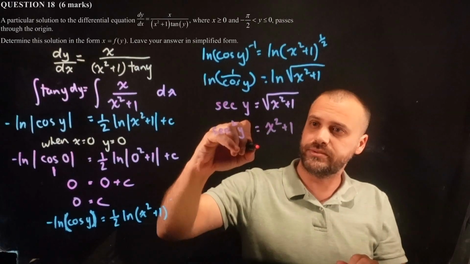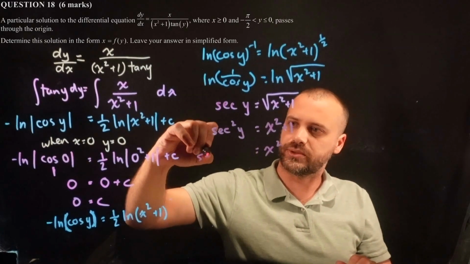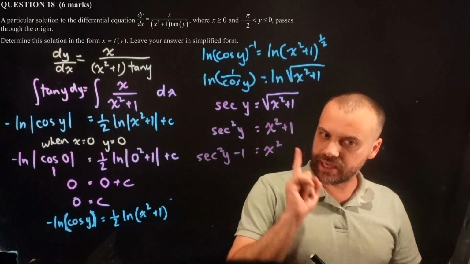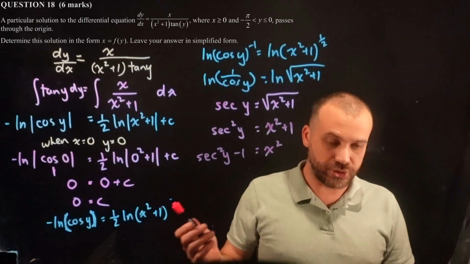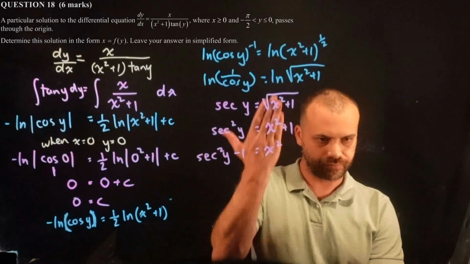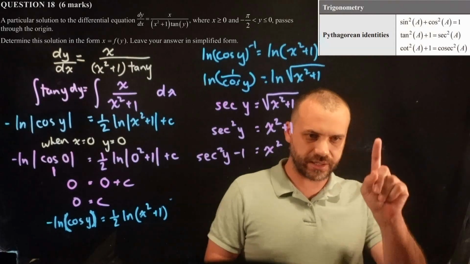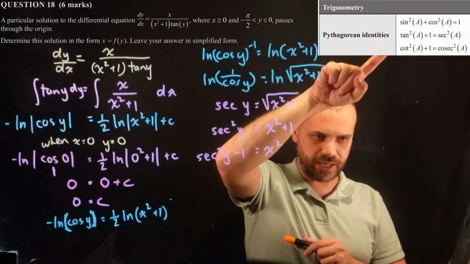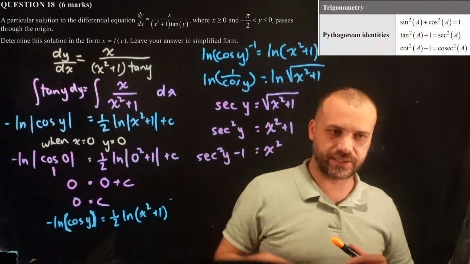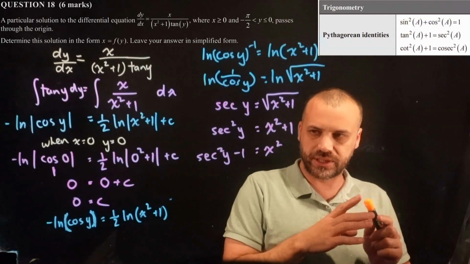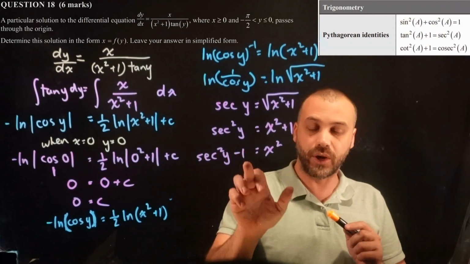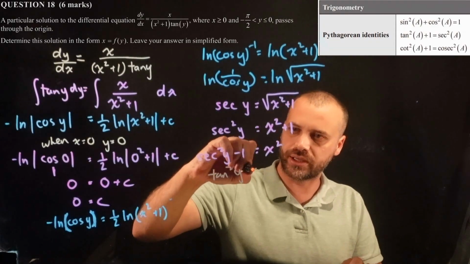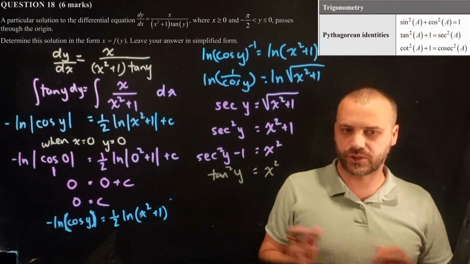I can subtract 1. X squared equals sec squared y minus 1. And at this stage, alarm bells should be going off because you know your formula sheet very, very well. Pythagorean identities. Now, we've got a sec squared minus 1. Look at our second one here. Tan squared a plus 1 equals sec squared. So if I move the negative 1 to the other side, we can say that sec squared y minus 1 is equal to tan squared y. So now I've got tan squared y equals x squared.